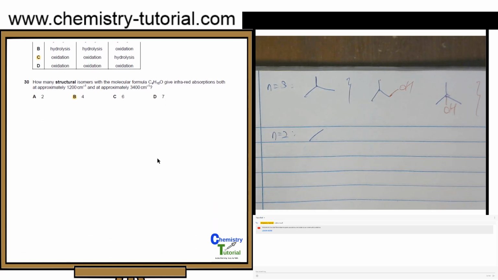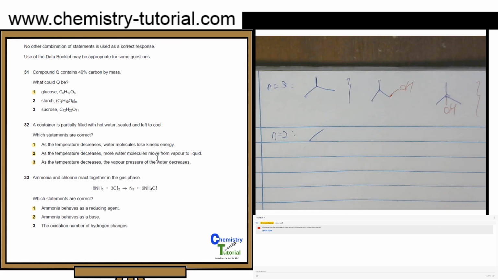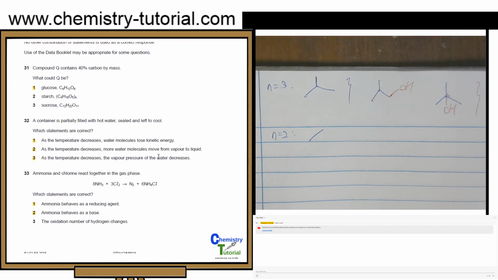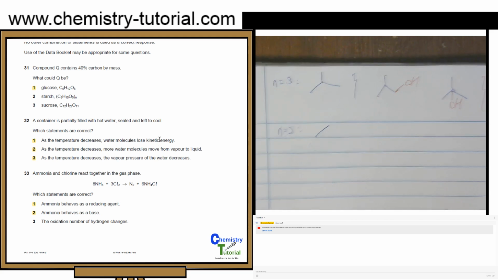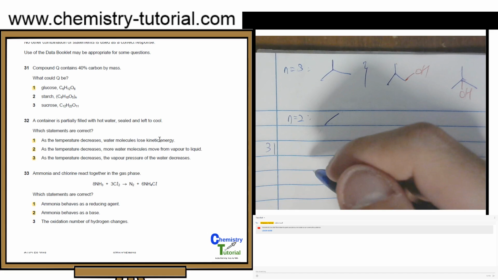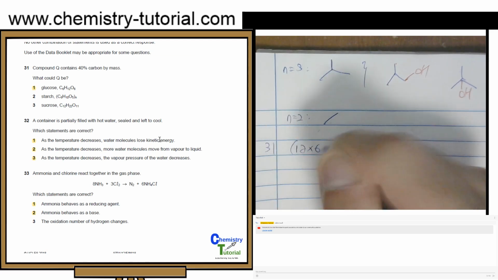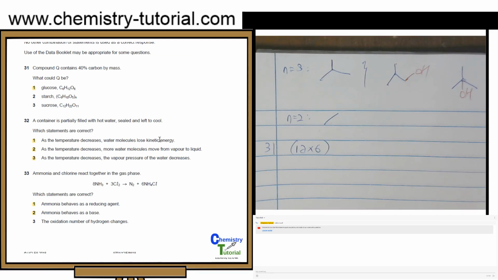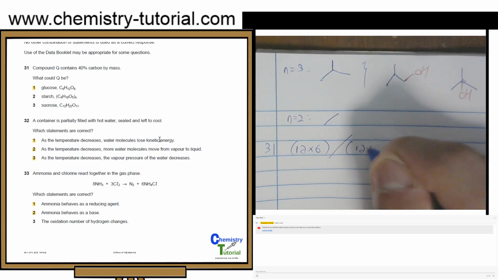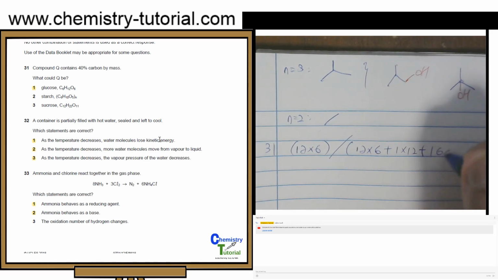Now let's look at question 31. Compound Q contains 40% carbon by mass. To solve this question, you have to find the MR of carbon atoms. In this case, you have 12 times 6, because the AR of carbon is 12 and you have 6 of them, over the entire MR of glucose, which is 12 times 6, plus 1 times 12, plus 16 times 6.